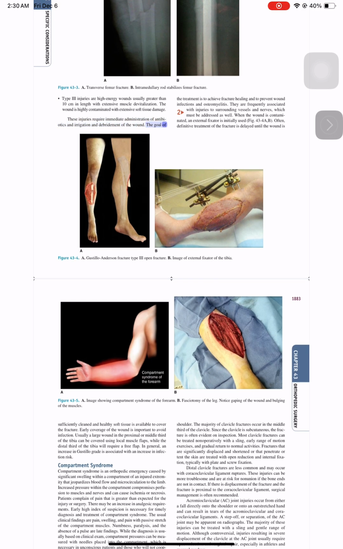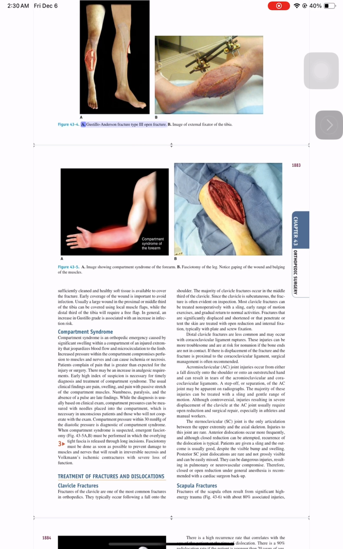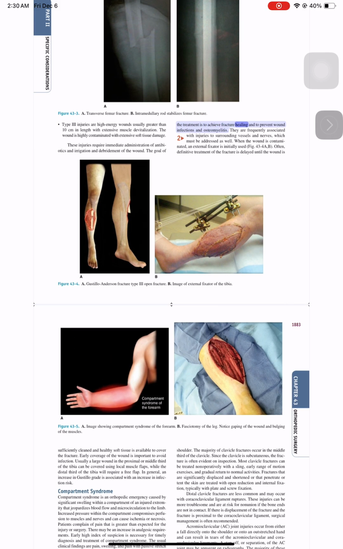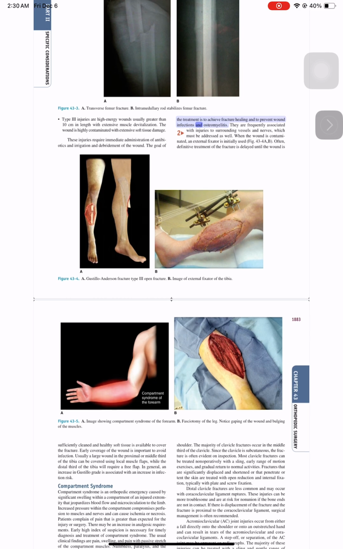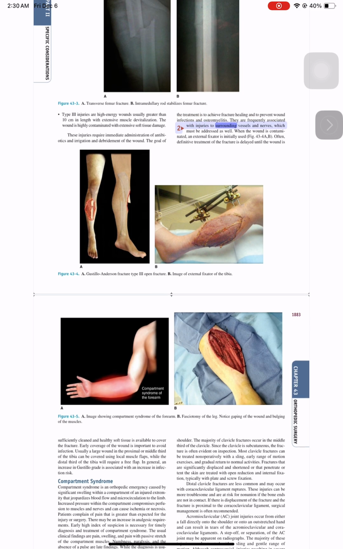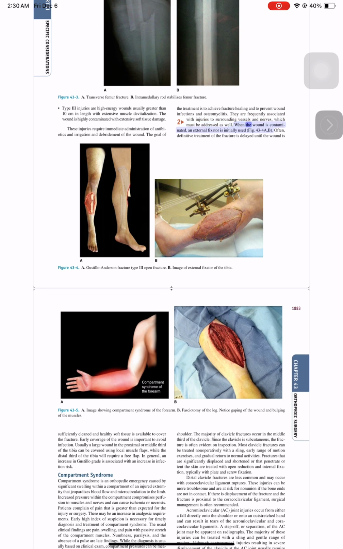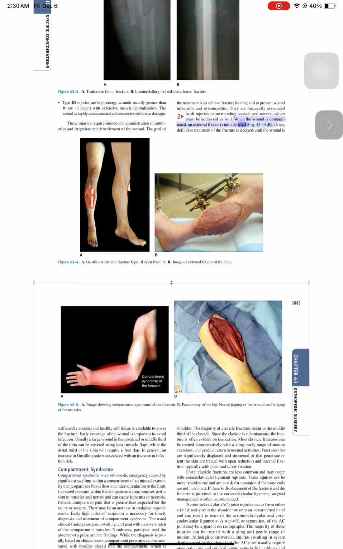The goal of treatment is to achieve fracture healing and to prevent wound infections and osteomyelitis. Figure 43-4, A, Gustilo-Anderson type 2 open fracture, B, femur fracture. They are frequently associated with injuries to surrounding vessels and nerves, which must be addressed as well. When the wound is contaminated, an external fixator is initially used, Figure 43-4 A and B.